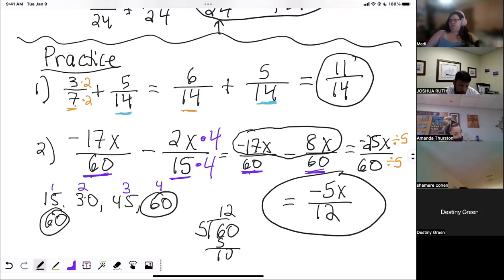Now that problem had everything. We had to get common denominators. We had to work with x, combining like terms. Just remember, when you combine like terms, you just add or subtract the number in front and you keep the x. You don't change the variable. You don't change the exponent. You're just combining like terms, putting things that are the same together. And then we had to simplify the fraction.